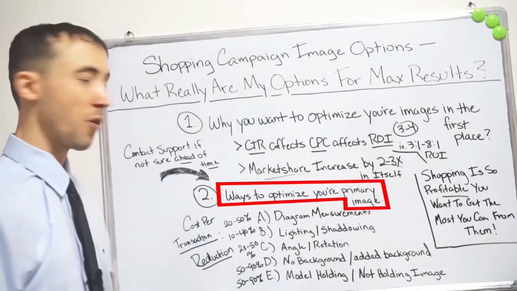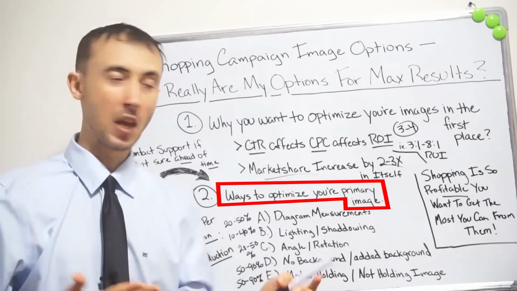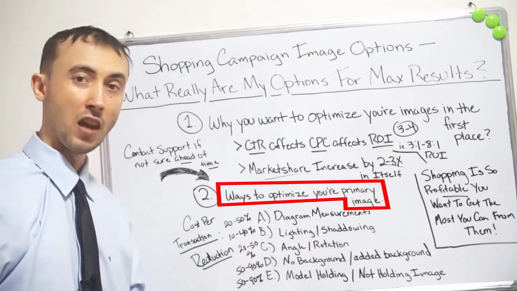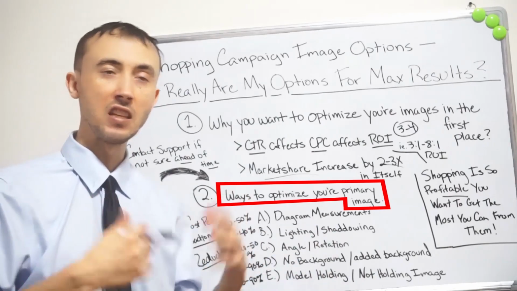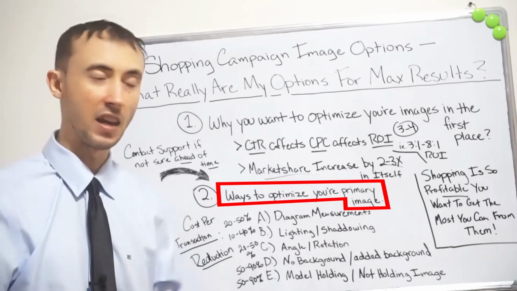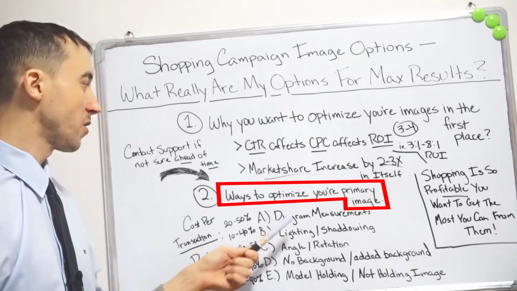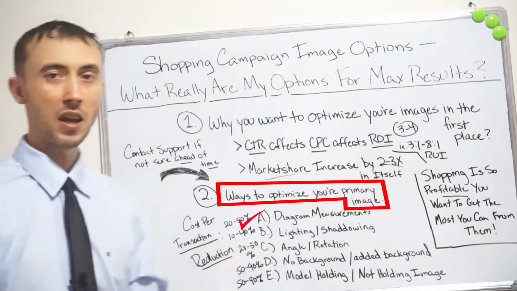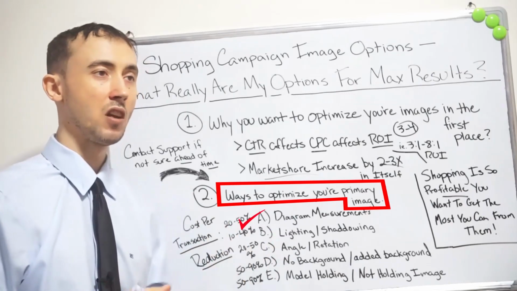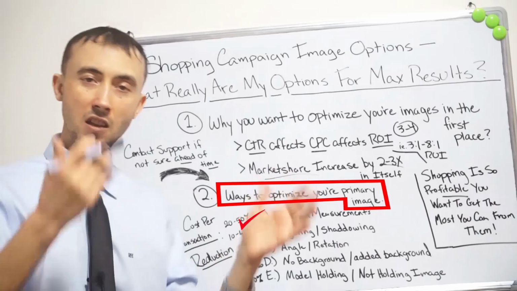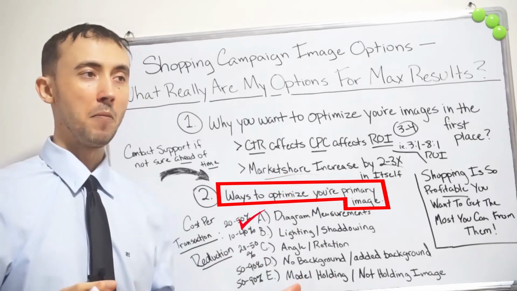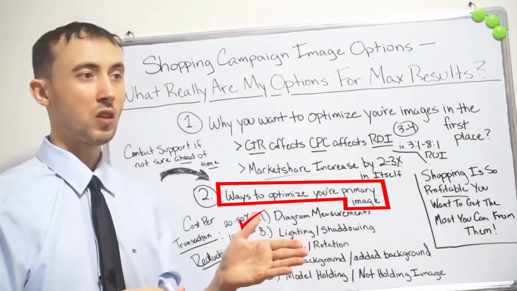But that said, I'm going to go into a few different examples along with the things that you can change about your product images here to get the increase in ROI and click-through rate on your ads to get more out of your shopping in general. The first on my list is the diagram measurement. So Google actually allows, and what I mean by this is, hardware is the big one, but it could go for anything.